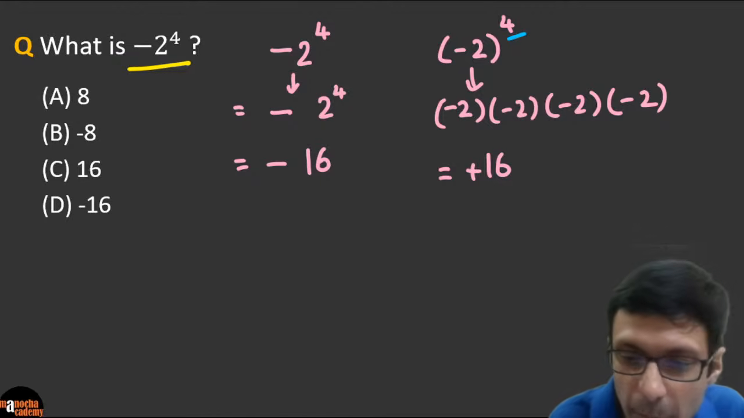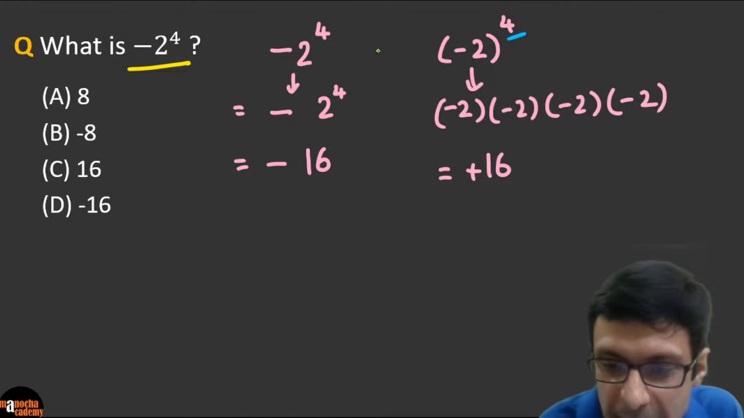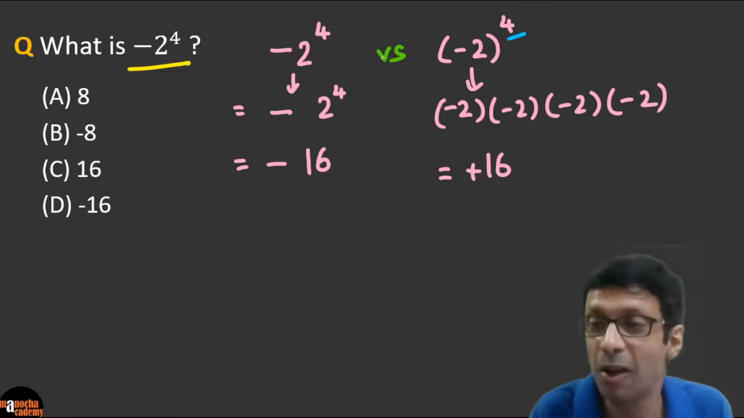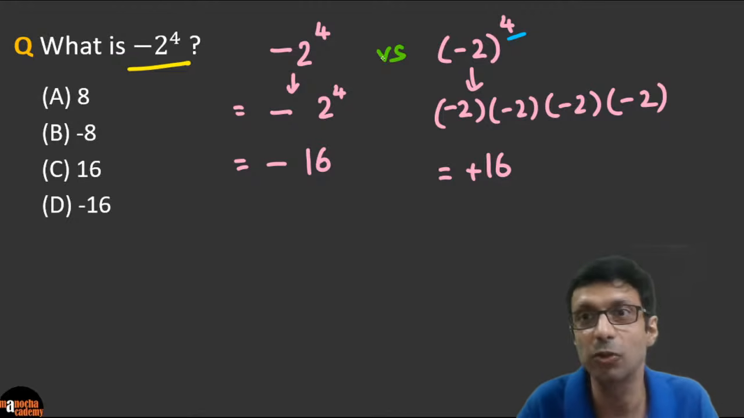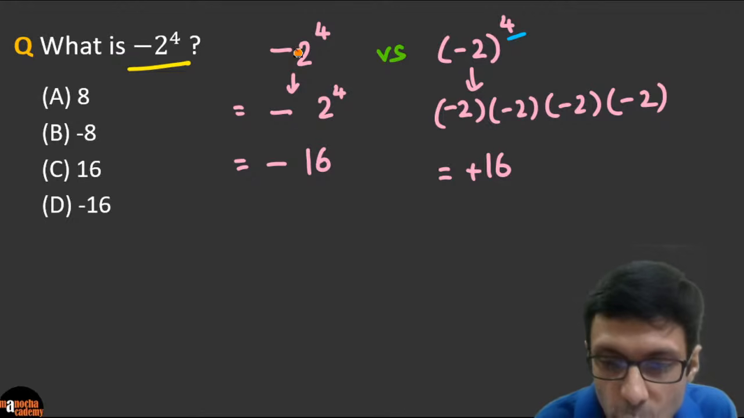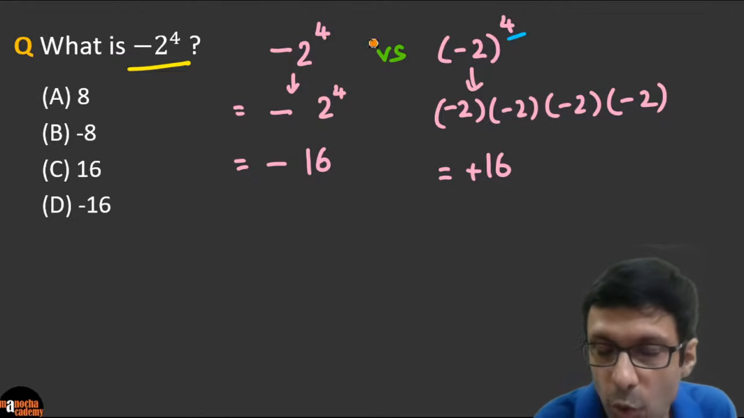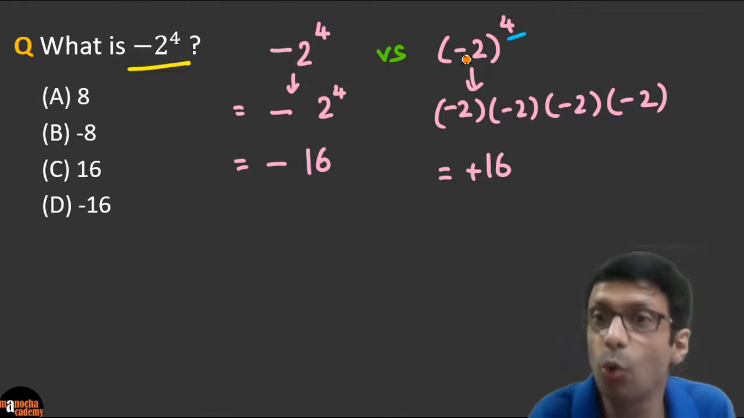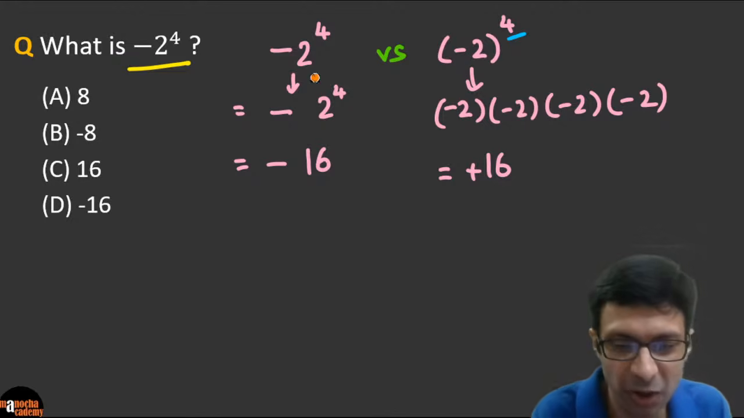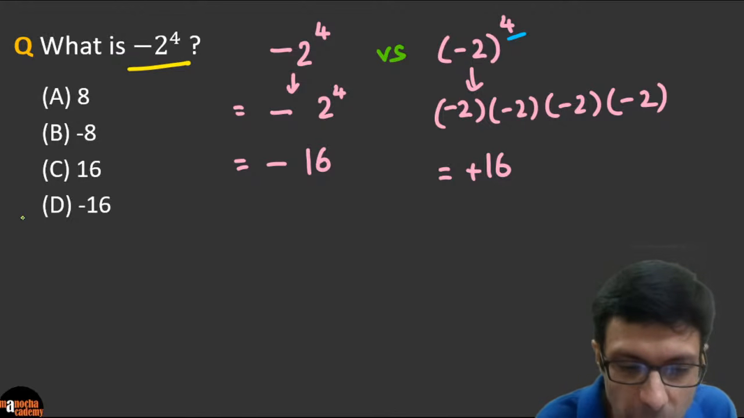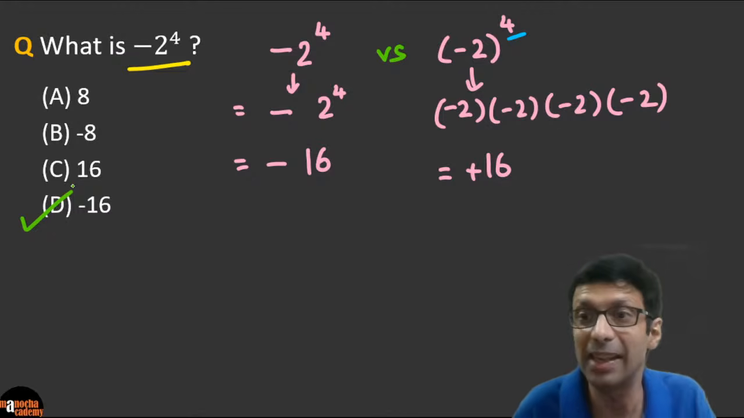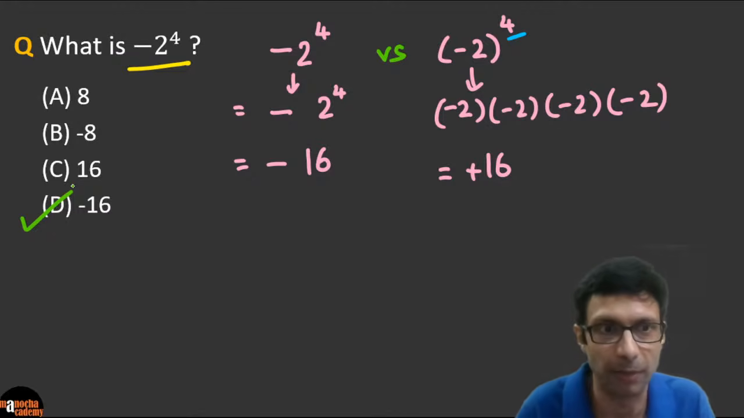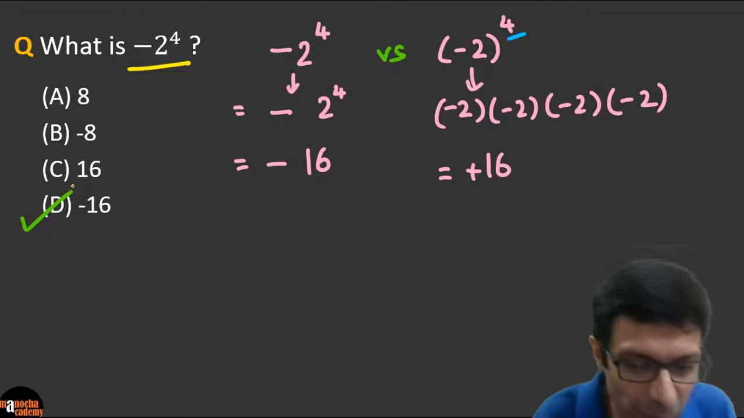Please carefully note this notation versus this notation. Minus 2 to the power 4 is not the same as minus 2 whole to the power 4. Very good, guys. The answer is going to be minus 16 because the negative sign has nothing to do with the power here. So here we are separating the two. Excellent, guys. Superb.